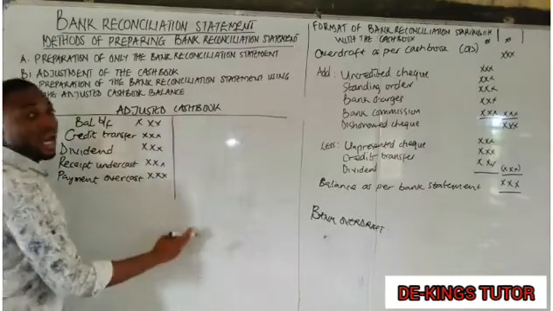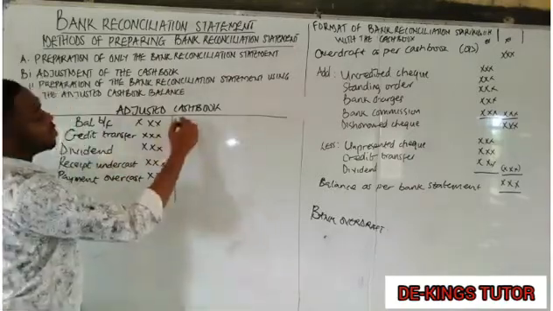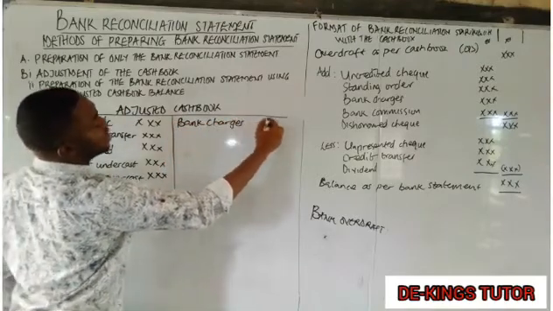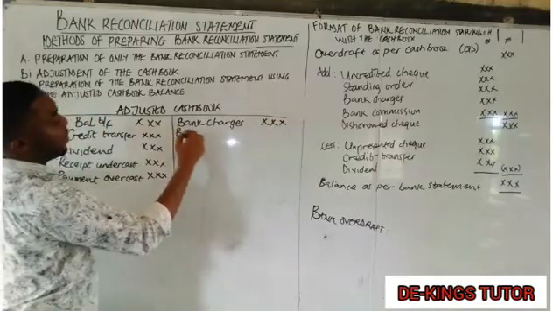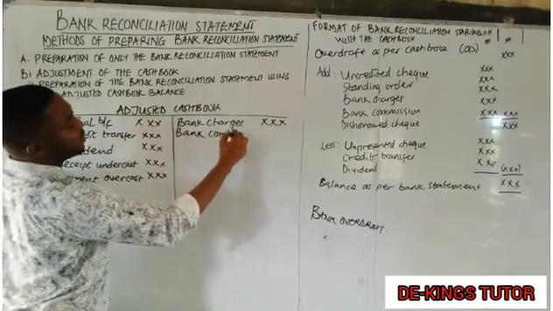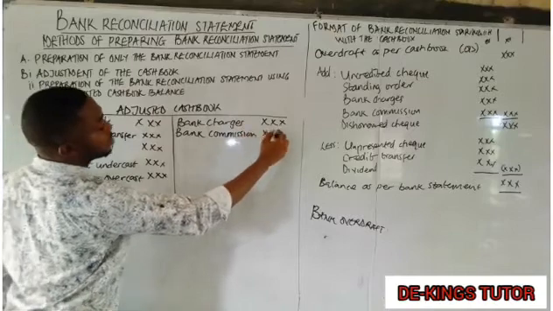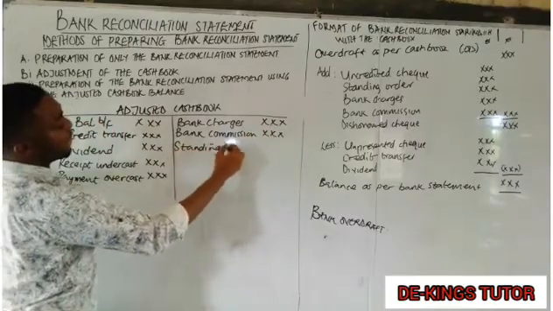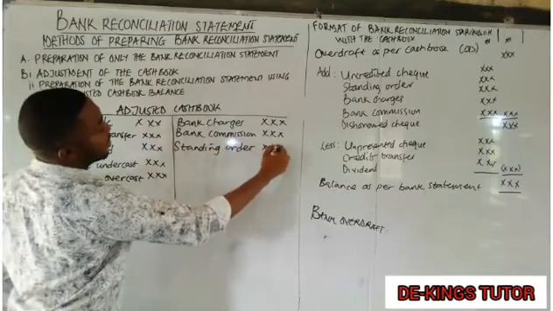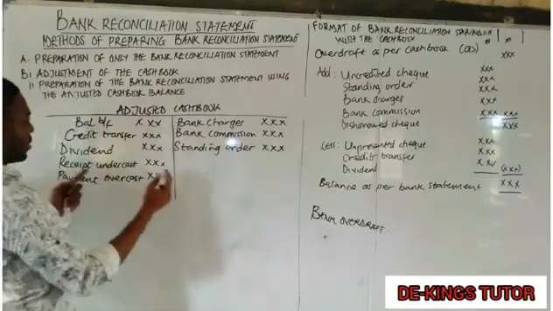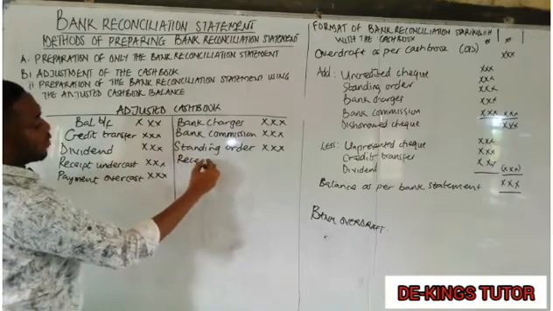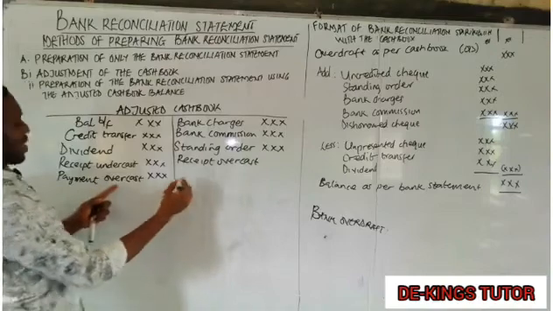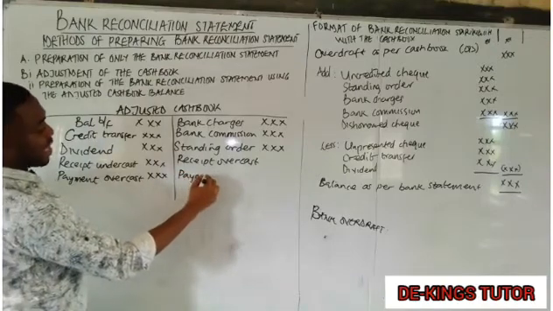And at the credit side are items that we're supposed to deduct. So we have bank charges, we have bank commission, we have standing order, and here we have receipt under cash. So here will be receipt under cash. We have payment over cash. Here will be payment over cash.